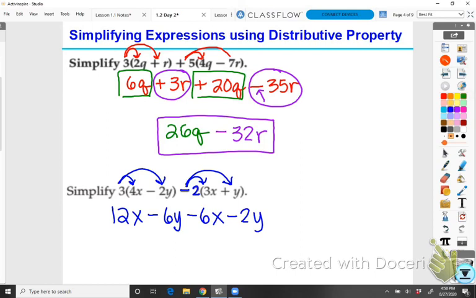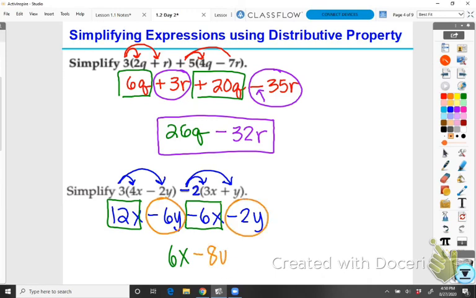And then combine like terms. So we got 12x minus 6x is positive 6x. And then the y's, we got 6y minus 2y... negative 8y, or minus 8y. So 6x minus 8y is that answer.